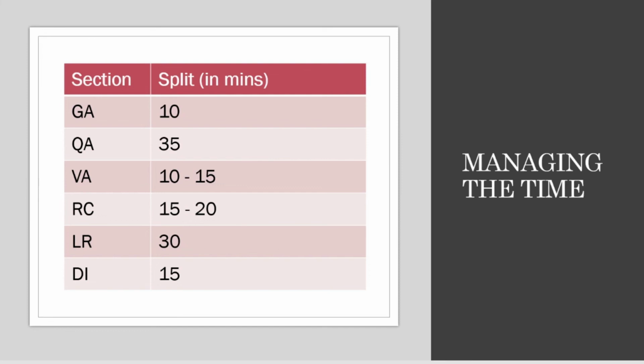And then you spend 30 minutes on LR and you have 10 to 15 minutes for DI. So that should be the split-up that you're going to work with. 5 minutes here or there in any other section that you want to put in to maximize the score. So the whole game is to clear the cutoff of all the sections and maximize in 1 or 2 sections, and you're there.